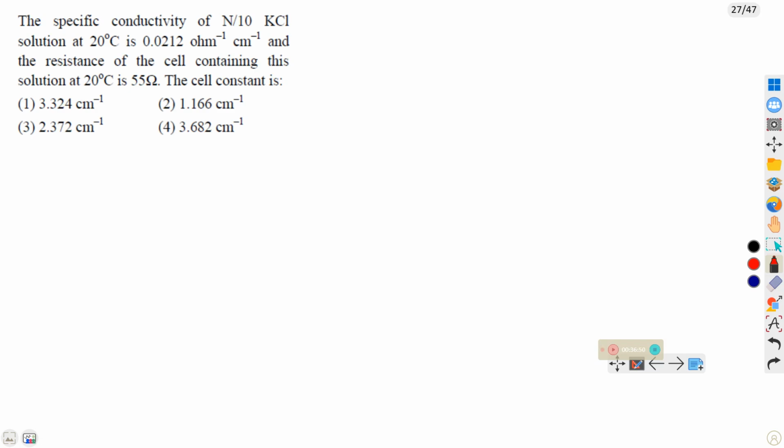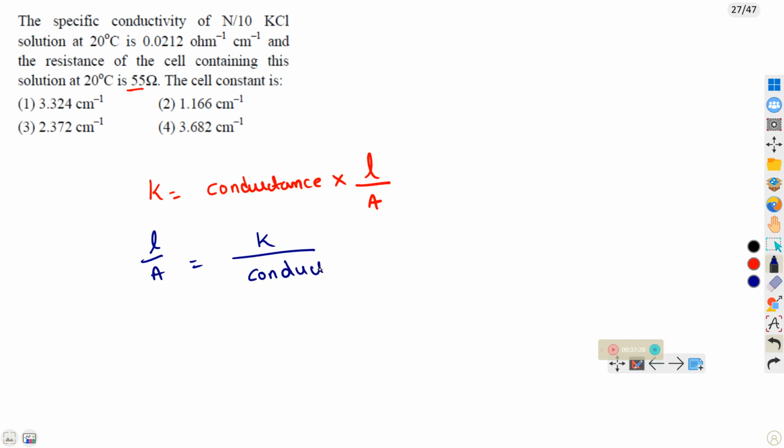0.0212 ohm inverse centimeter inverse, and the resistance of the cell containing this solution at 20 degrees Celsius is 55 ohms. Then calculate the cell constant. What we know, the formula is K equals conductance G, otherwise K equals conductance into L by A. L by A represents cell constant, or L by A equals K by conductance. 1 by conductance is nothing but resistance, so it can be written as K into resistance.